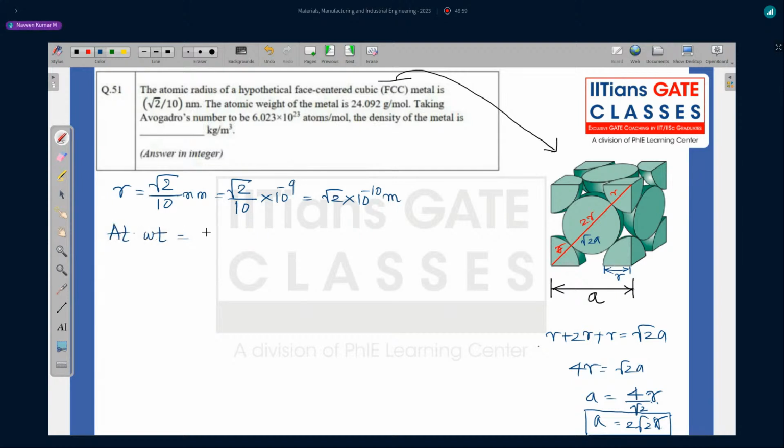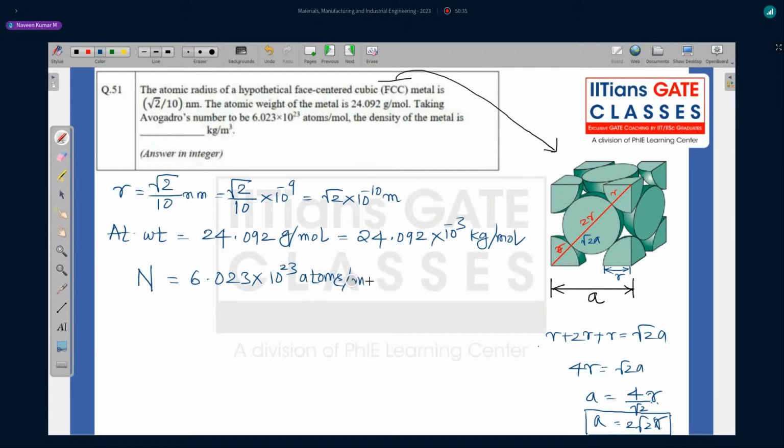how much is that atomic weight? 24.092 gram per mole. But in the question they asked for kg per meter cube, so let's convert this into kg. That is 24.092 into 10 to the power of -3 kg per mole. Taking Avogadro number, written as N, that is 6.023 into 10 to the power of 23 atoms per mole.